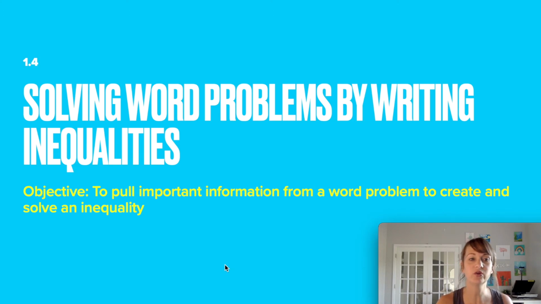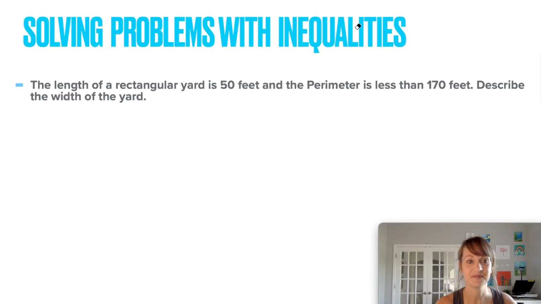In this video, we are going to be solving word problems by writing inequalities. More specifically, the objective here is to pull out important information from a word problem to create and solve an inequality. Okay, so in this case, we have: the length of a rectangular yard is 50 feet and the perimeter is less than 170 feet. Describe the width of the yard.